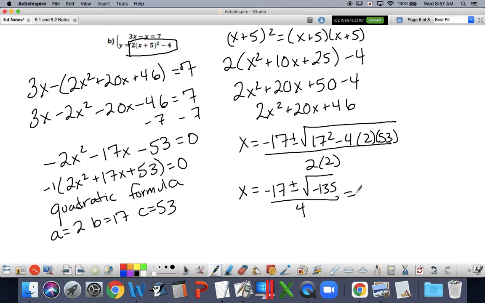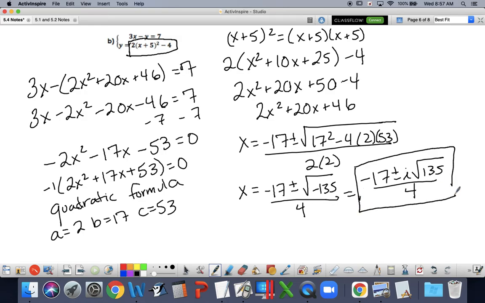So this tells me that my solution, so if I factor out the i, let's see, is there any perfect square that divides into 135? Let's see. Nope. Nope, does not look like it. So this is the most simplified version. So you'll notice if we were to graph these, we would get no solution.